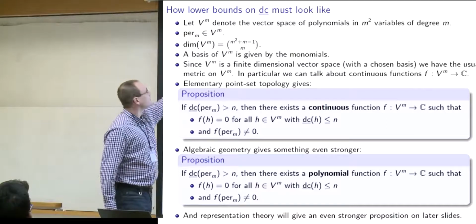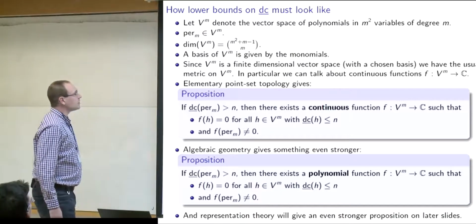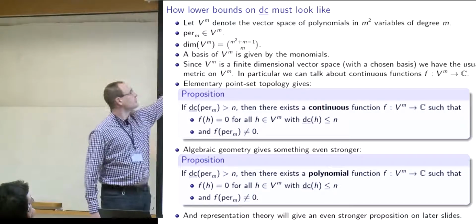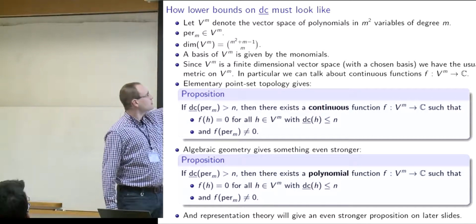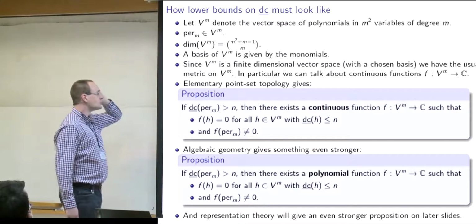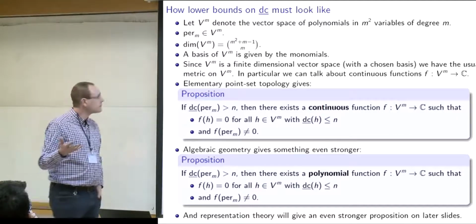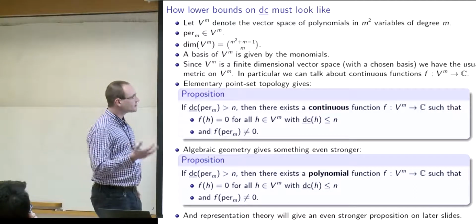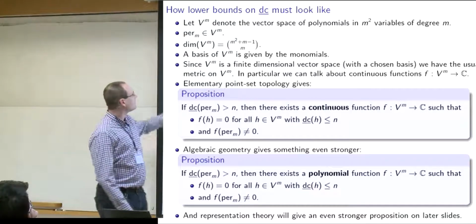Say V_m is now the vector space of polynomials in m squared variables of degree m. This is where the permanent lives, in our V_m. This is our space. It has a dimension that is quite large: m squared plus m minus 1 choose m. The basis of this vector space is given by the monomials. And now this is just a finite dimensional vector space, with the complex numbers as the ground field.